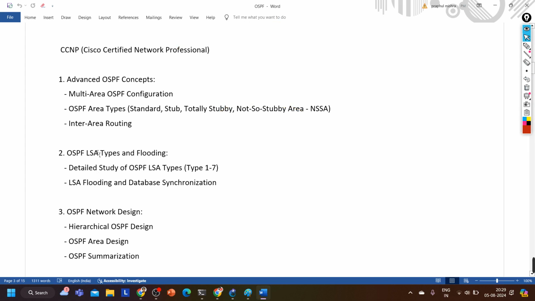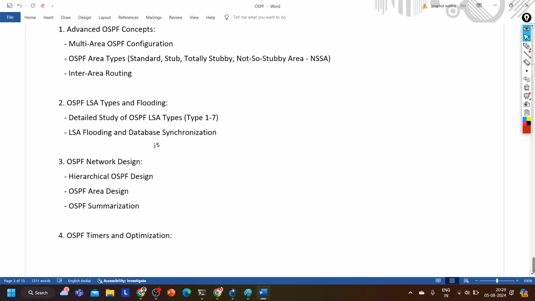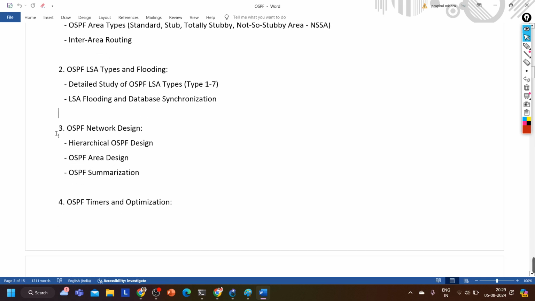Then OSPF LSA types. We have multiple types of LSAs in OSPF. These are nothing but kinds of messages in OSPF, okay? So these are again advanced concepts and you need to learn them. We actually have 7 types of LSAs here, right? So we'll discuss all the LSAs.